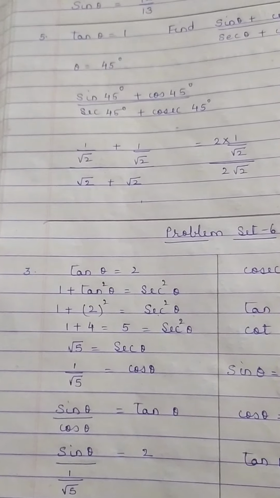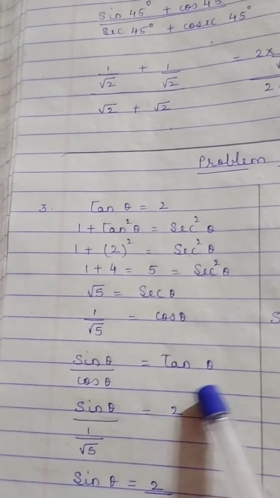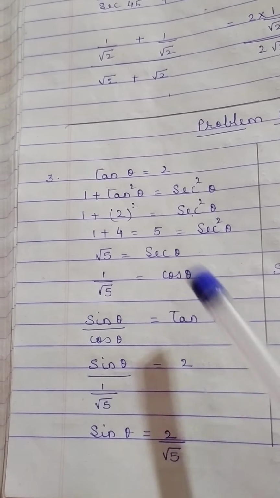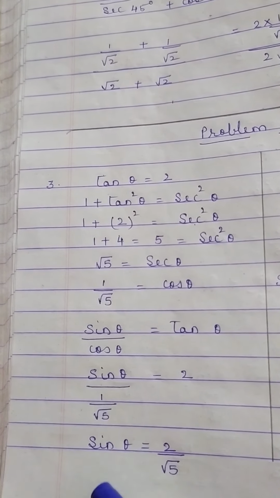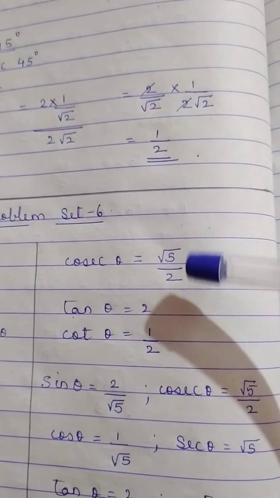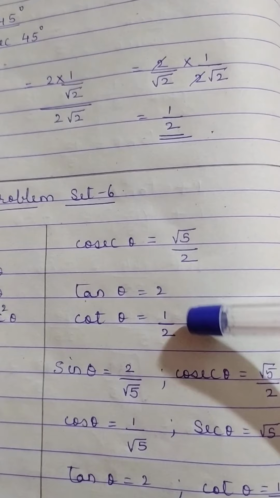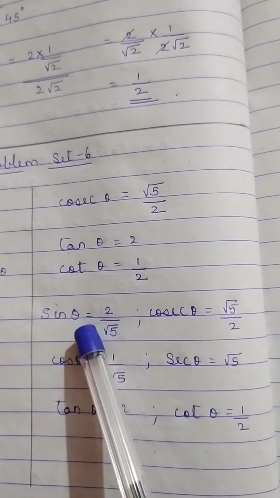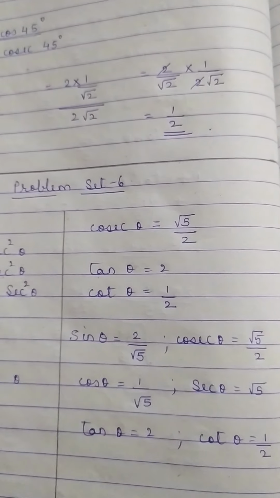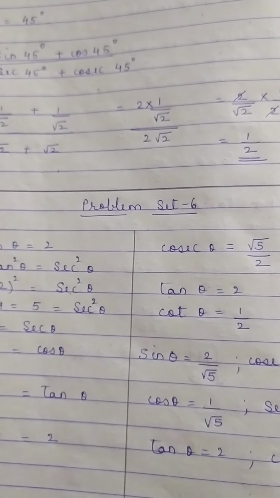Correct? Next, use this formula. Sin theta by cos theta is tan theta. Sin theta we have to find out. Cos theta I got 1 by root 5, equal to 2. That is given. Cross multiply, sin theta is 2 by root 5. What is cosec theta? Reciprocal of 2 by root 5, root 5 by 2. Tan theta is given to you, so cot theta is a reciprocal, half. So now I have all the ratios. Write it down separately and you will finish your sum like this. Okay. Now question number 4 is also similar, which you will be doing exactly like this.